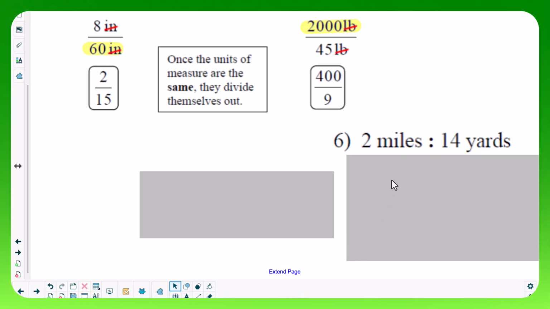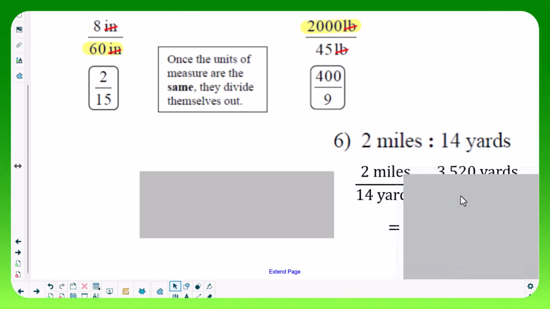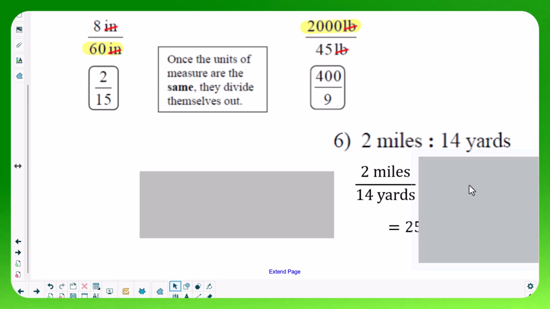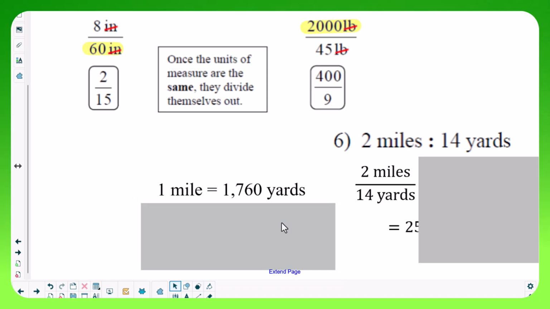So for this problem, we have 2 miles to 14 yards. Well, we can start by writing, whoops, sort of giving the answer away there. I didn't want to do that. We'll have 2 miles over 14 yards. Again, miles are bigger than yards. You've seen a yardstick probably before, or a meter stick. They're pretty similar. A mile is definitely going to be more. Every mile is 1,760 yards.